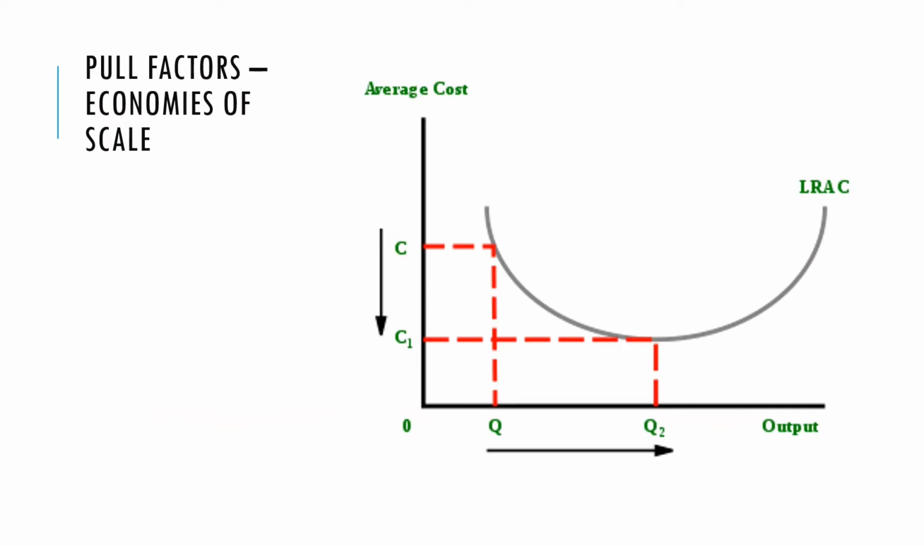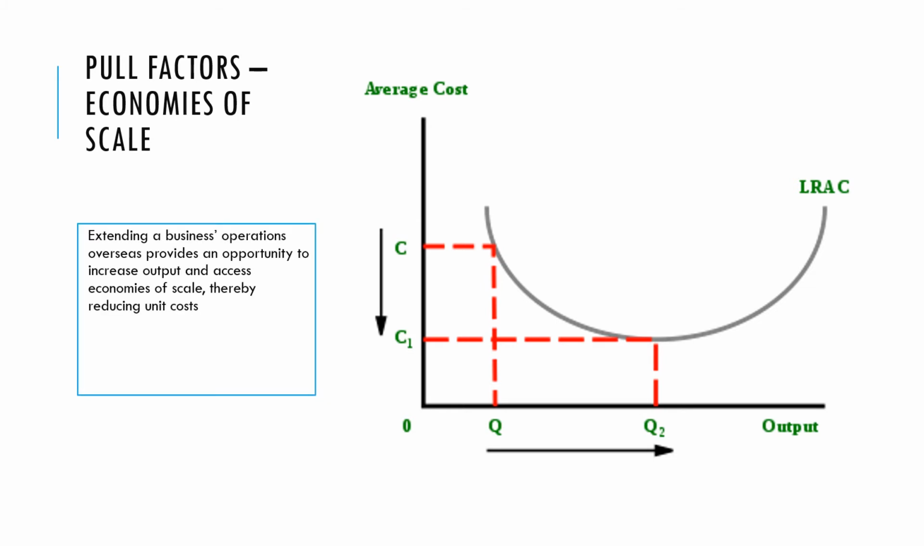A pull factor might be economies of scale. If we expand overseas, we can increase the scale of our production, benefit from economies of scale, and reduce our costs, our unit costs in this example here from C to C1. This might involve offshoring production to lower cost economies, which we'll come on to this term a bit later.